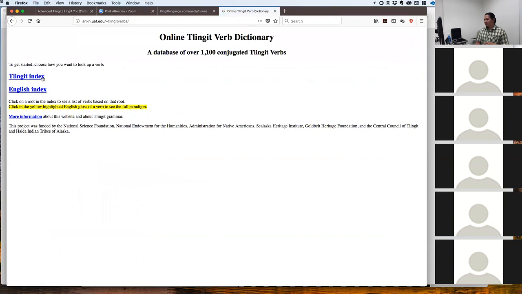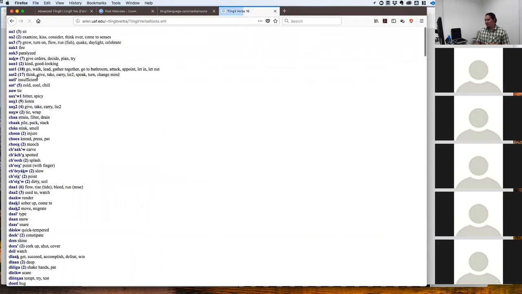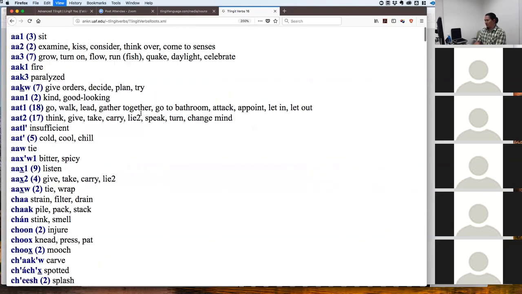So we click here, and then this is the Tlingit index. I recommend you just leave this open on your computer or your phone so that you can just scroll to it. Sometimes web browsers like to refresh, but on a phone, I could be out at a camp with no internet, no cell service, and I can still use this. Let me zoom in so we can actually read it.